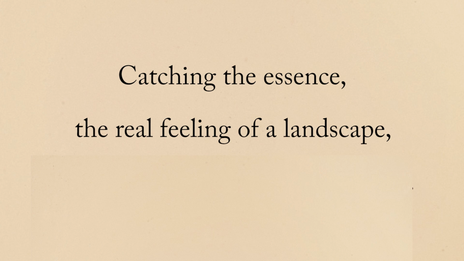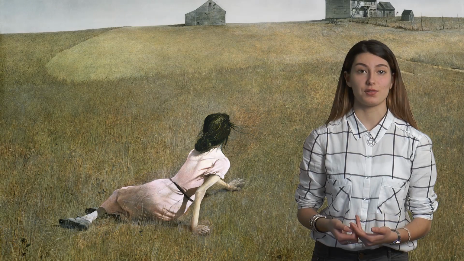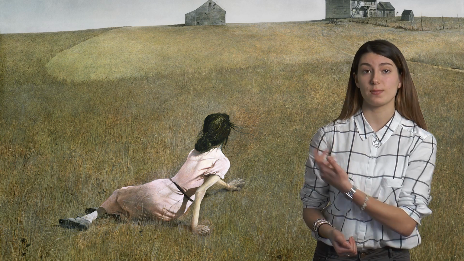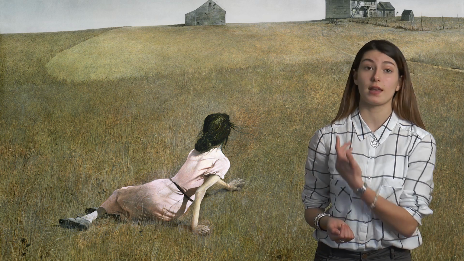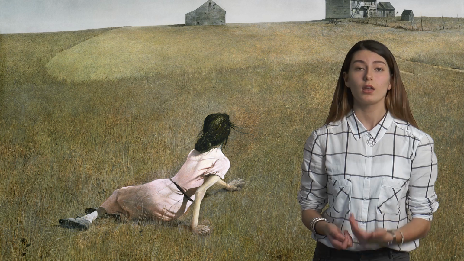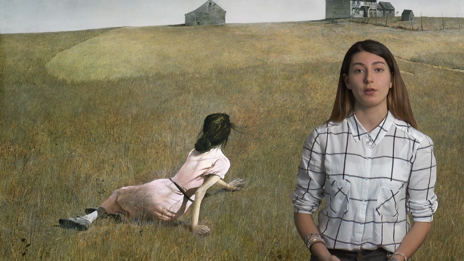Catching the essence, the real feeling of a landscape, is the most important thing to me. I have chosen to describe this painting for what's behind it. In fact, if you look at this painting without knowing its story, you might think that it represents an adolescent girl sitting on a field and looking at a house. You would probably think that she just heard something, or that maybe she's running away from home.